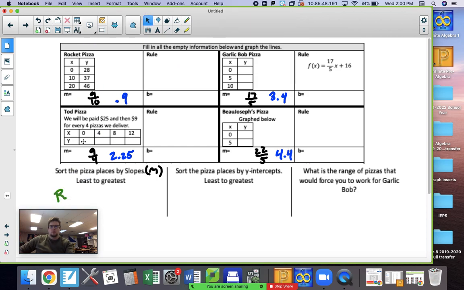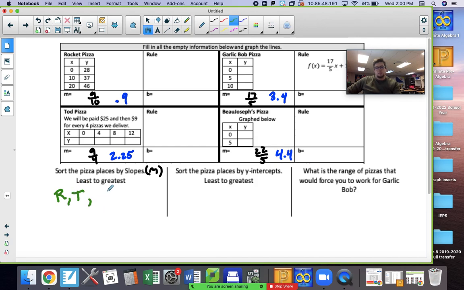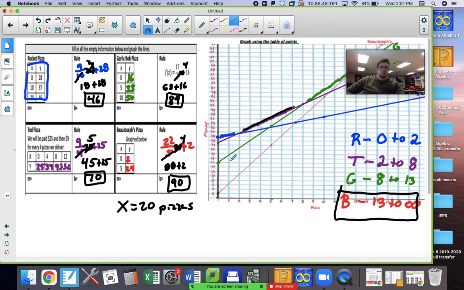Oh, now I got to move myself again. Put it back up here. The next smallest is Todd Pizza. The next smallest being Garlic Bob's, and the last smallest, Bo Joseph's. We see this scenario play out on our graph as well. Least steep, next steepest, next steepest to the very steepest line. Right there.